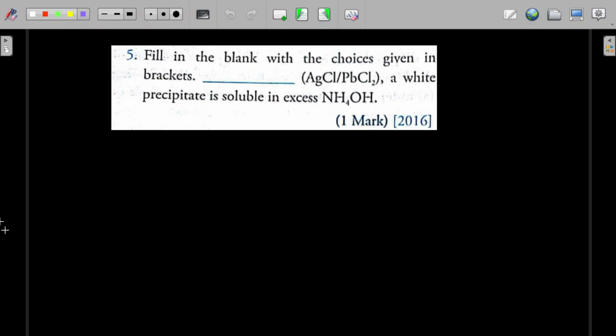Dhanesh, tell me the answer for this. It is PbCl. No, it's AgCl.